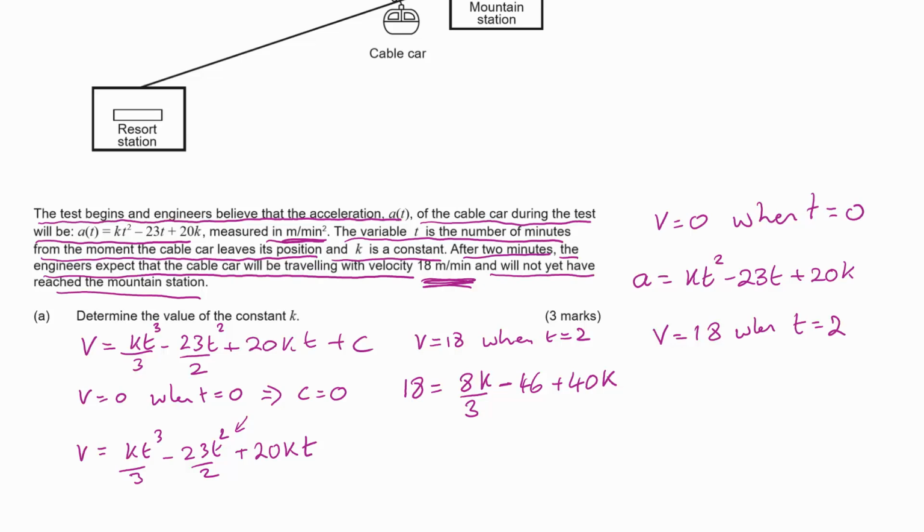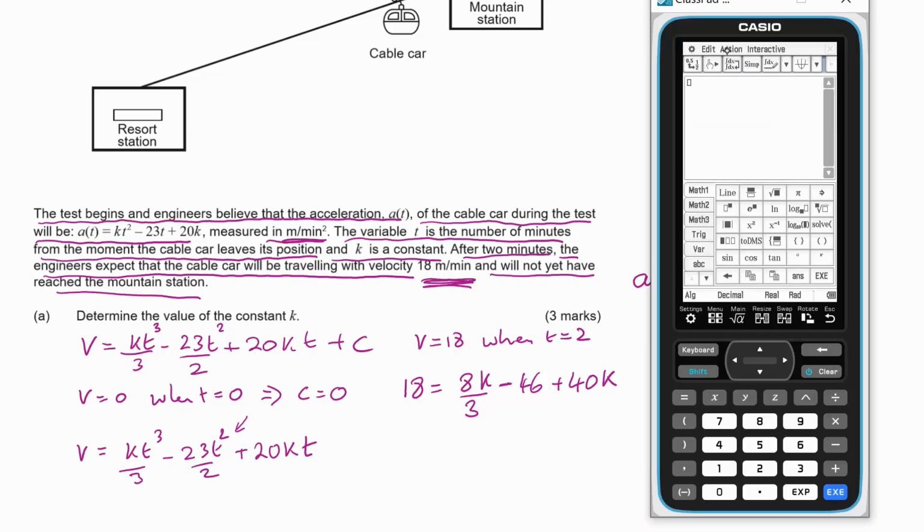Let's just solve for that on the class pad. So we're going to have a solve: 18 equals 8x over 3, take away 46, add 40x. And that gives me that x is equal to 1.5. So we now have the value of k, it is 1.5.